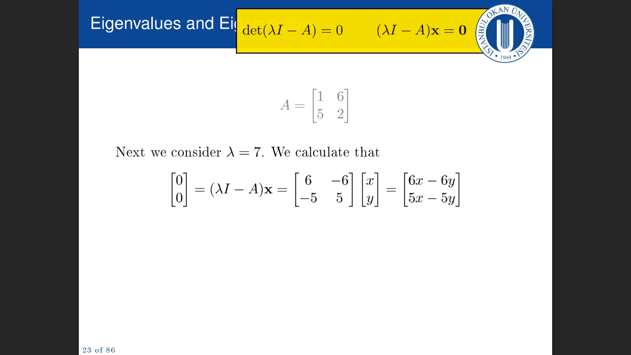If we take the first line and we divide it by 6, we're going to get x equal to y. If we take the second line, and again we divide it, this time by 5, again we're going to get x equal to y. When you do eigenvectors of a 2 by 2 matrix, each line, first line or second line, would give you the same equation.